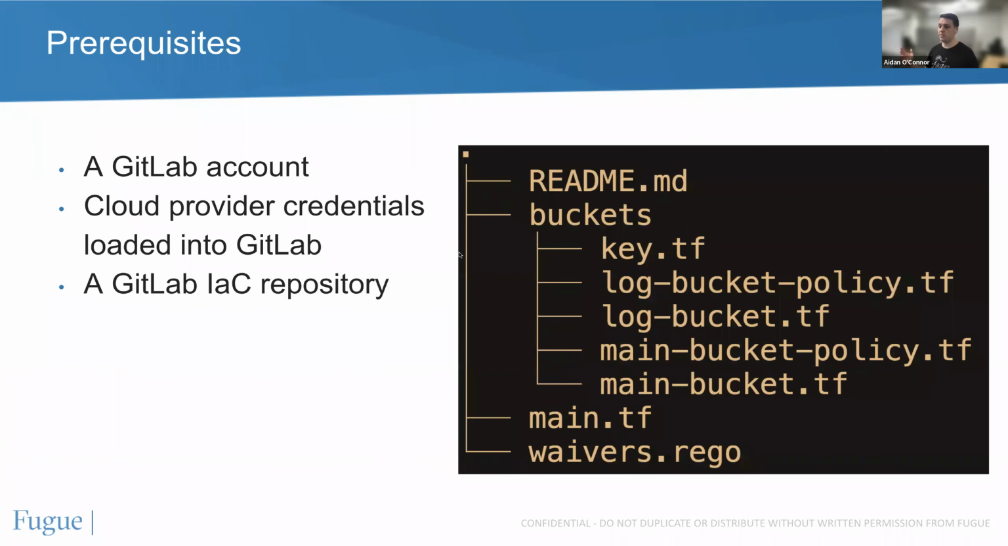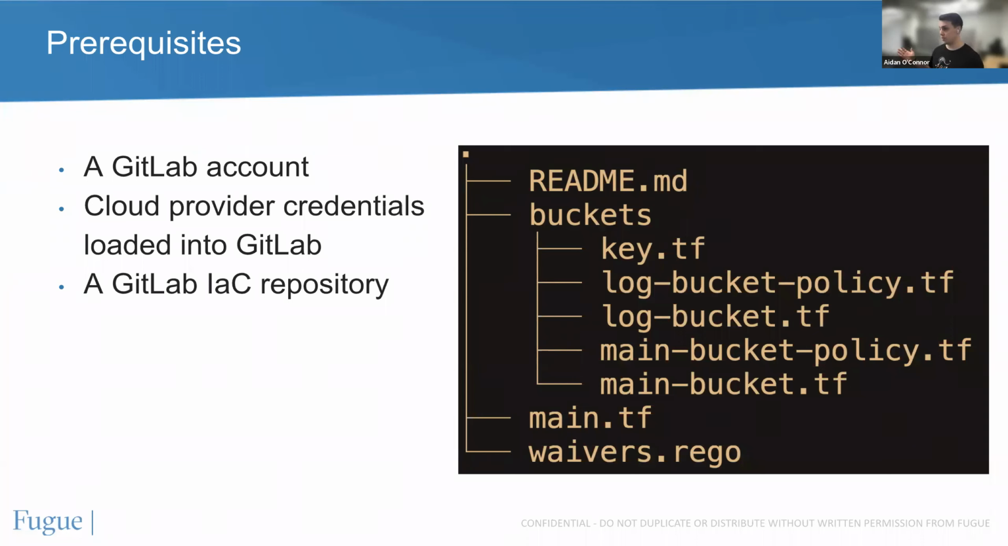So prerequisites for today: you'll need a GitLab account, cloud provider credentials loaded into GitLab as repository variables, and I'll show you how you can do that in a minute. And then finally, of course, an IaC repository. So maybe something existing, or go test this in an inconspicuous area with something you pull from maybe the Terraform docs, and I'll show you how we do that also.